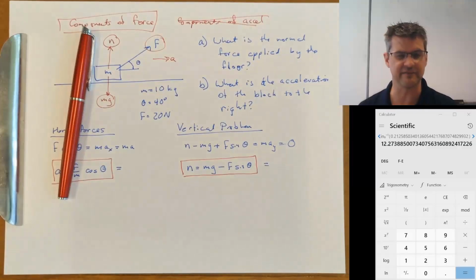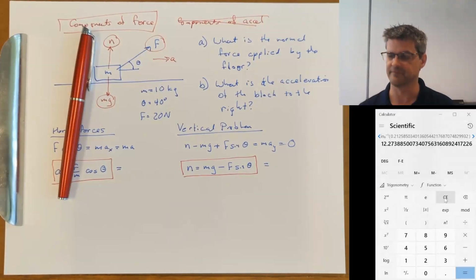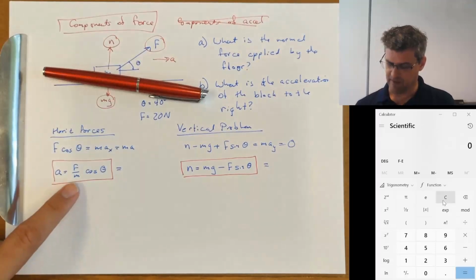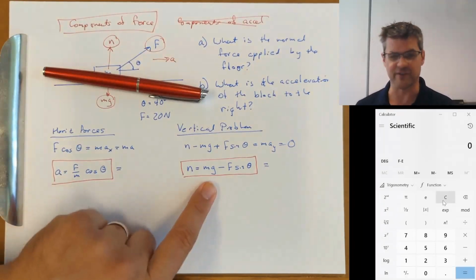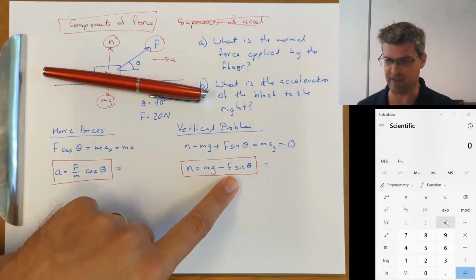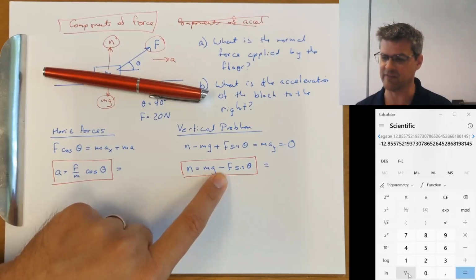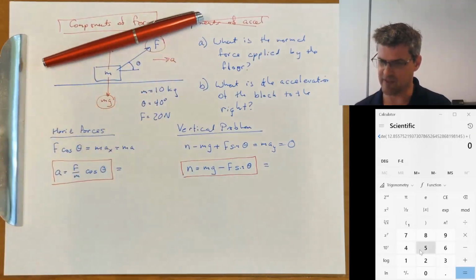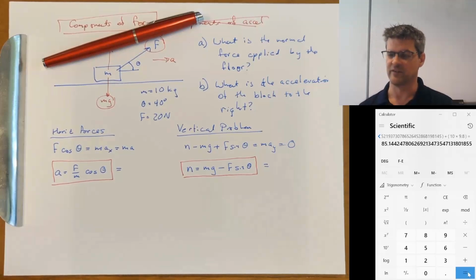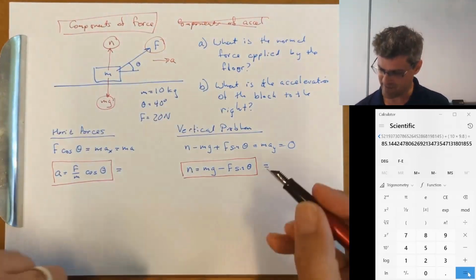So let's bring up a calculator. Let's do the acceleration. Actually, the normal force was the first thing that was asked for us. So sine theta is going to be 40 sine times the force, which is 20. And this is subtracted from m times g, which is 10 times 9.8. Normal force is 85 newtons.